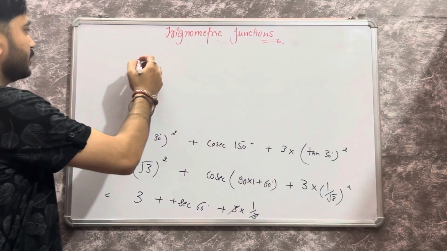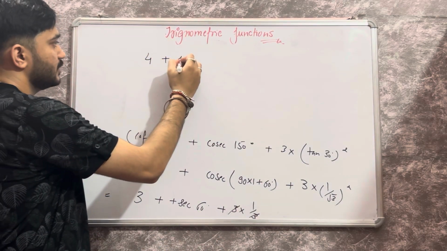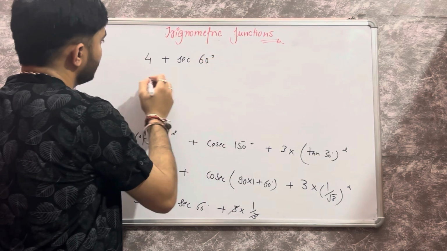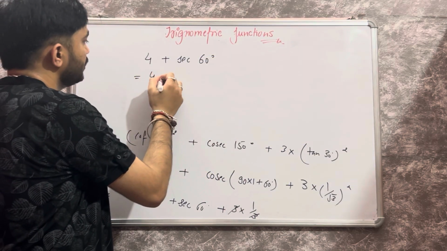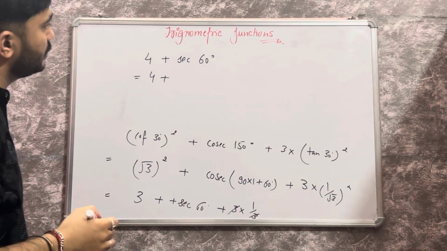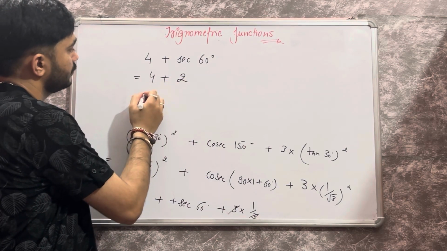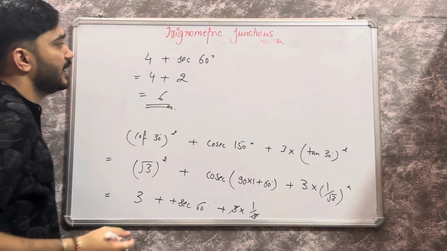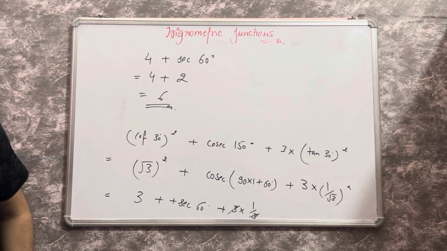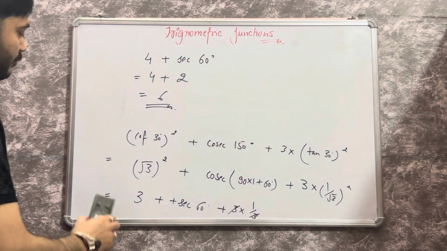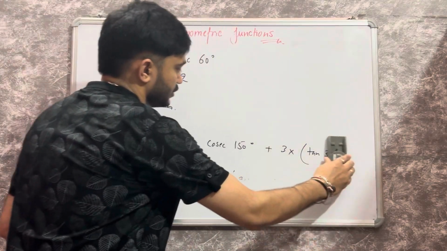Three plus 1 is 4 plus sec of 60. What is the value of sec of 60? Sec 60 value is the opposite of cos 60 value, that is 2. So the answer will be 6. Any doubt? Moving forward to the next question.